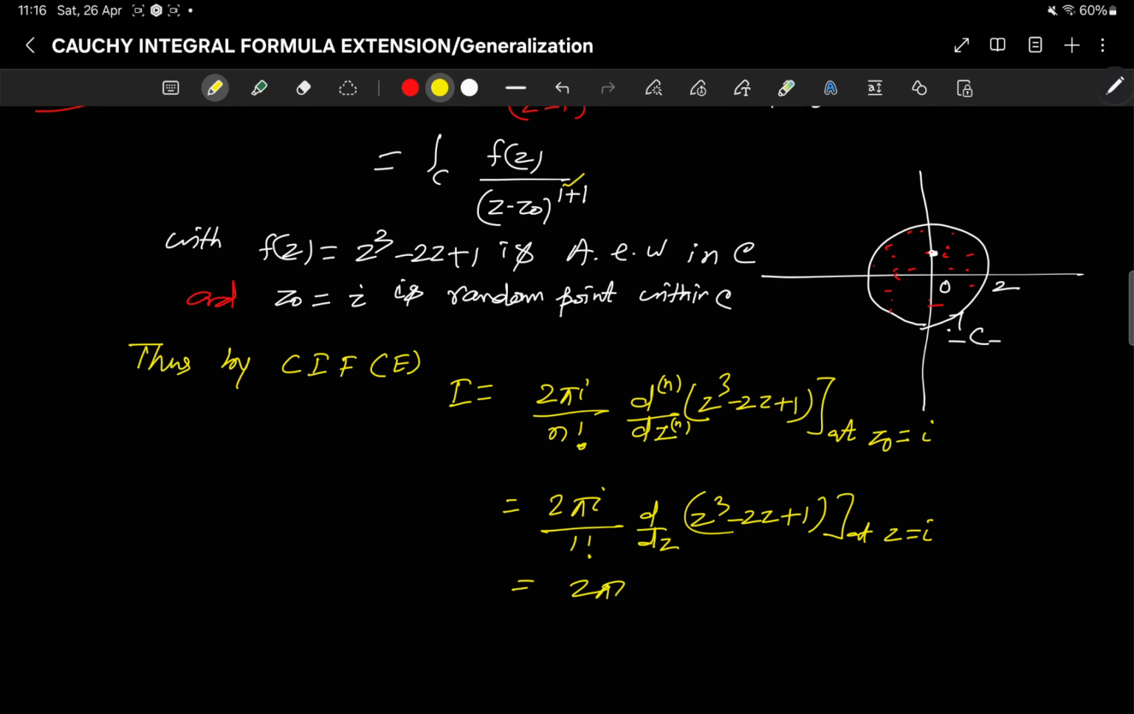So this is equal to 2 pi i. If you differentiate it, it is 3z squared minus 2, right, at z equal to i. So it is 2 pi i into 3 into i squared minus 3, and minus 2. So this is minus 10 pi i.